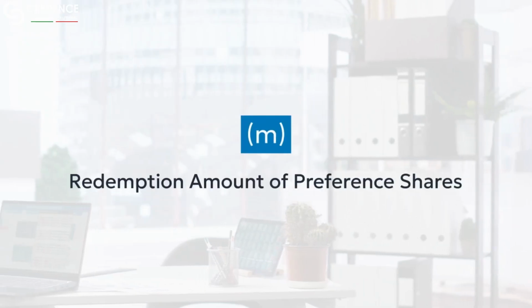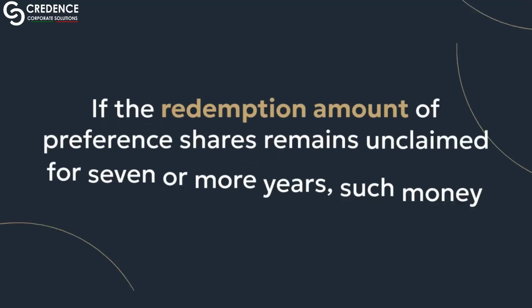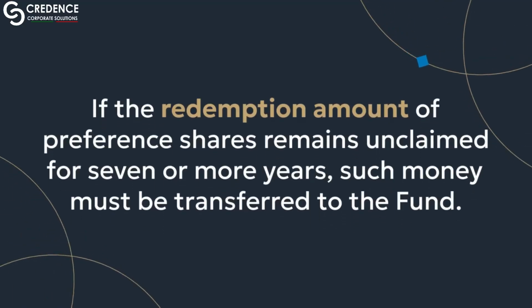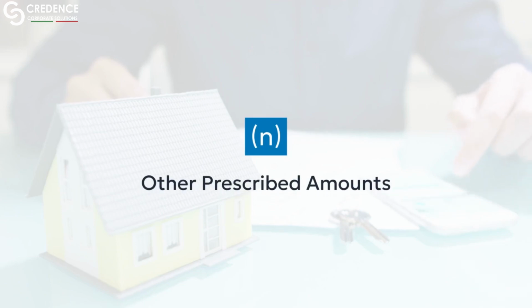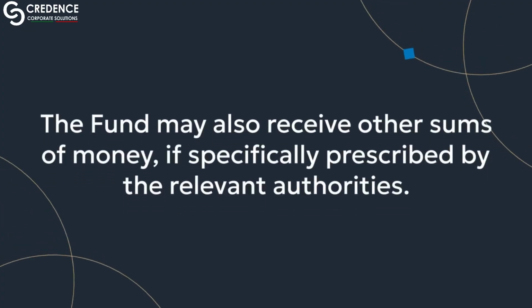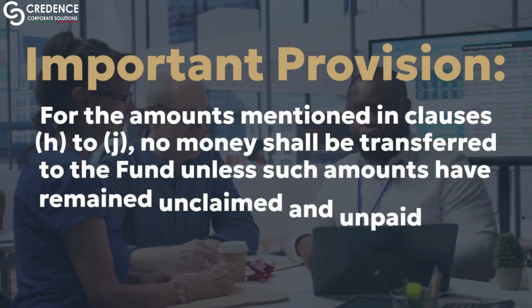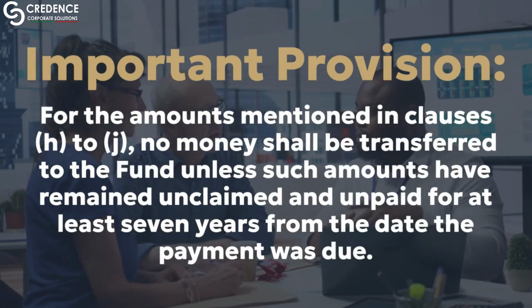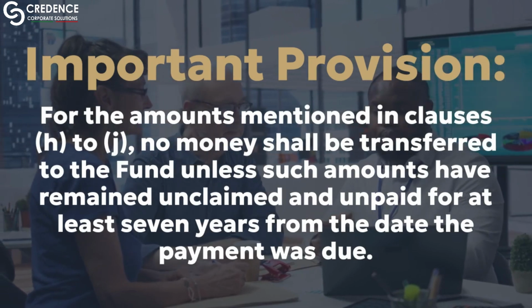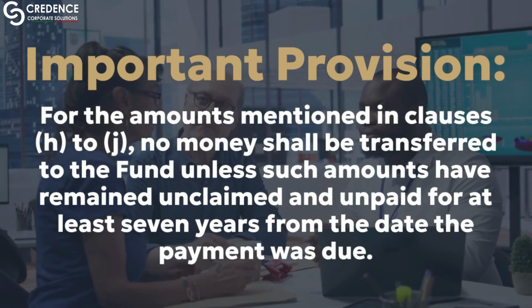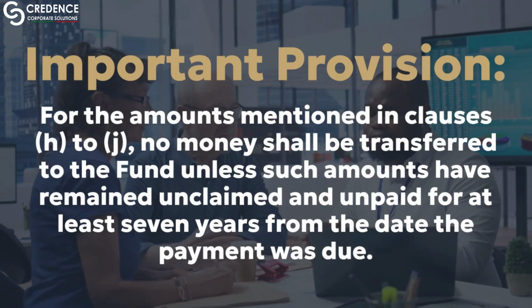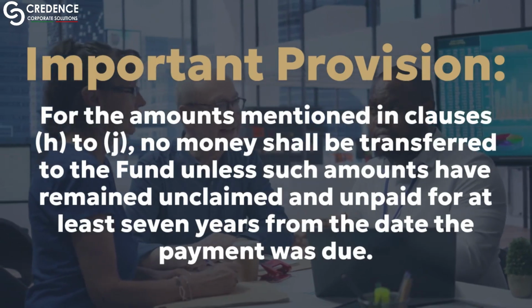M. Redemption amount of preference shares. If the redemption amount of preference shares remains unclaimed for 7 or more years, such money must be transferred to the fund. N. Other prescribed amounts. The fund may also receive other sums of money, if specifically prescribed by the relevant authorities. Important provision: for the amounts mentioned in clauses H, I, J, no money shall be transferred to the fund unless such amounts have remained unclaimed and unpaid for at least 7 years from the date the payment was due.